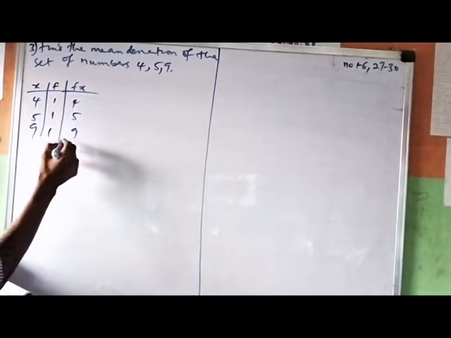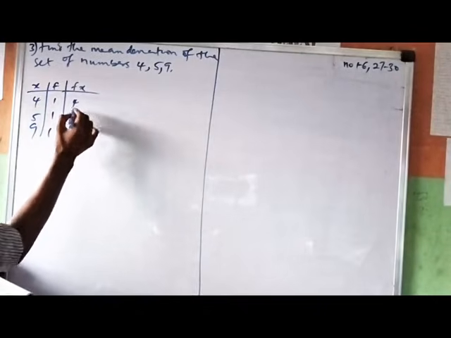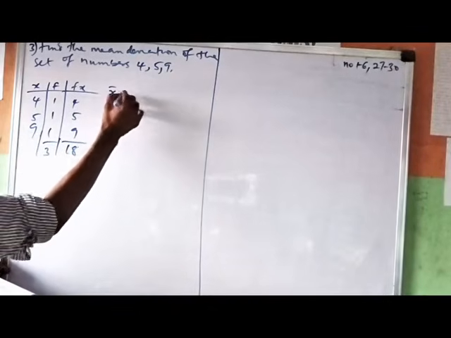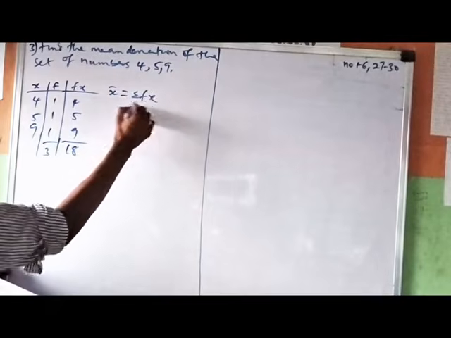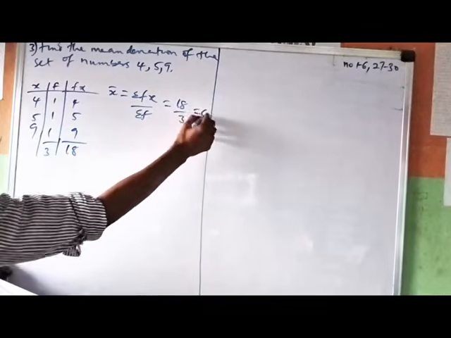4, 5, 9. Summation of fx is 14, 18. Summation f is 3. So my mean is going to be summation fx over summation f. That's going to be what? 18 over 3. That's going to be 6.